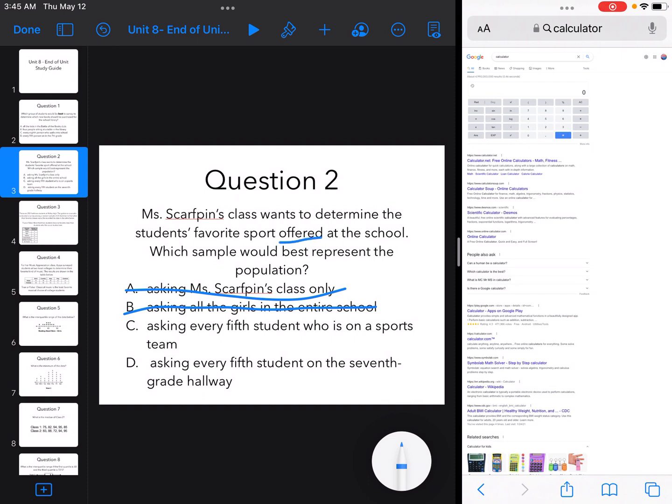Even though it's offered at the school, if you're thinking about future offerings or anything else, that might be right. Asking every 5th student on the 7th grade hallway? Well, that includes everybody. It doesn't include 6th or 8th grade, but it gives a look at all the students in one grade level: boys, girls, kids that are on sports teams, kids that are not. So this is where it comes down to which is the best. It would be D in this case.